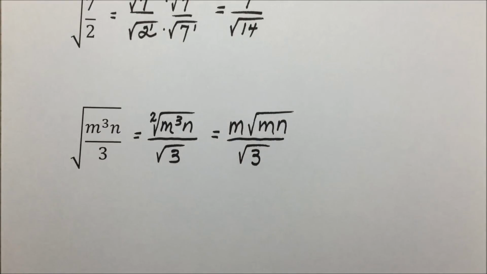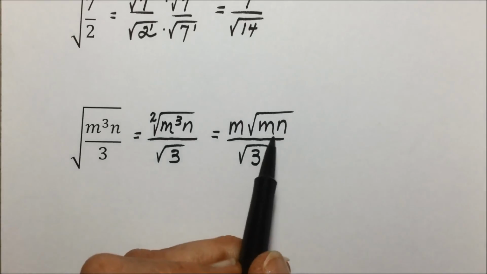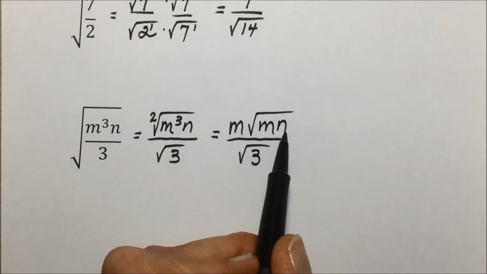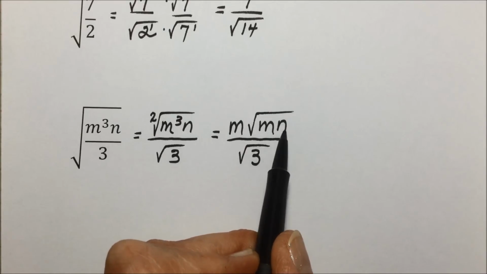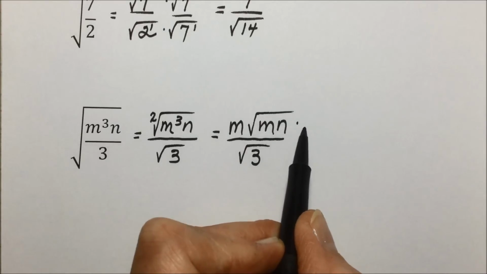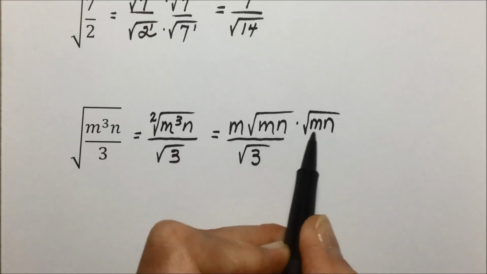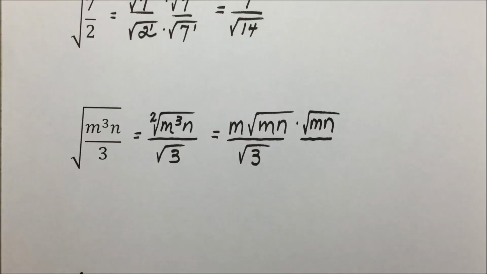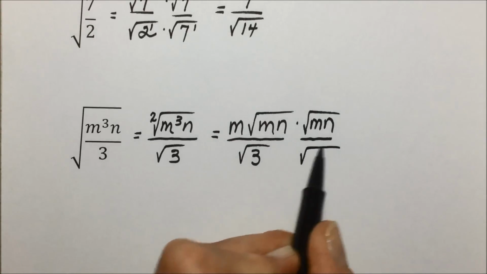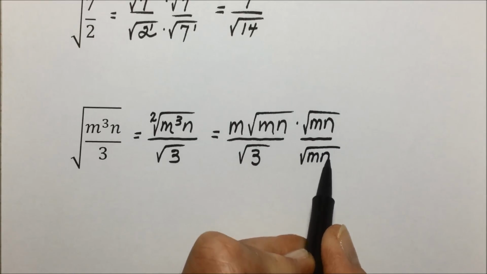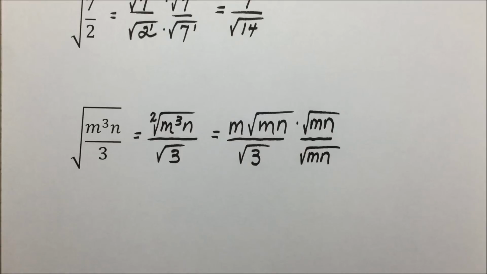We'd be done except for the instructions that tell us to rationalize the numerator. We want to eliminate this radical. We have an m to the first and an n to the first. We need another m and another n to make pairs for each one of those. And if we're multiplying the numerator by the square root of mn, we need to multiply the denominator by the square root of mn as well.